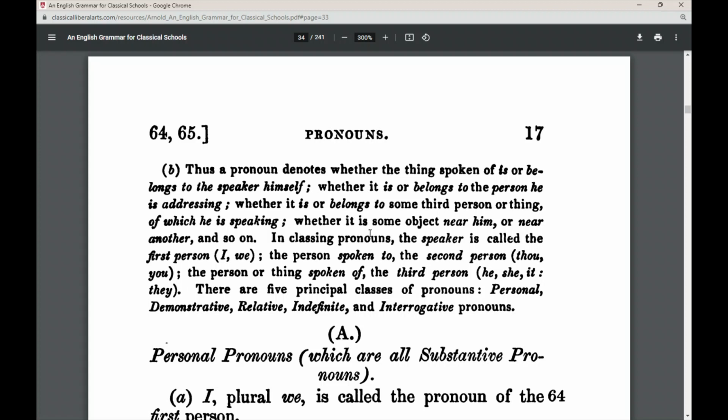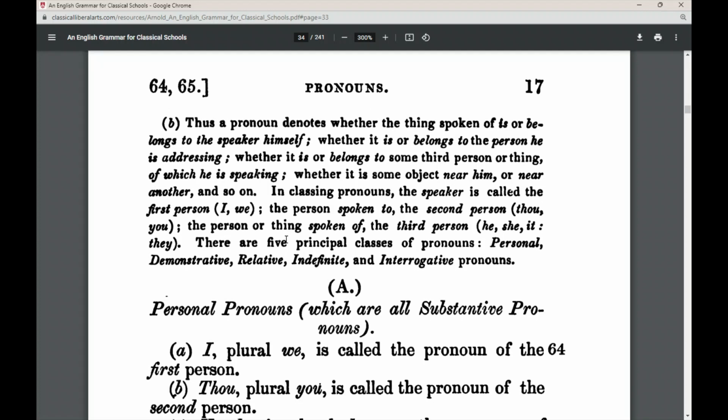So in classing pronouns, we class pronouns according to three different persons: the first person, the second person, and the third person. And we'll look at what these are a little more clearly below. We also learned that there are 5 principal classes of pronouns: personal pronouns, demonstrative pronouns, relative pronouns, indefinite pronouns, and interrogative pronouns.